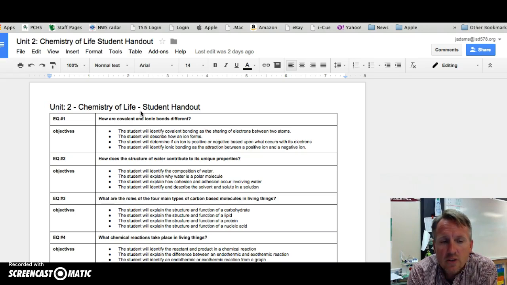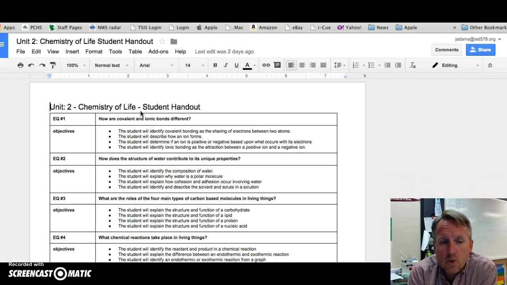So at the end of the unit again, you'll be able to identify the composition of water. What makes up water? You'll be able to explain why water is a polar molecule. We'll talk about polarity. You'll be able to explain how cohesion and adhesion work involving water. And you'll be able to identify and describe a solvent and a solute in a solution.